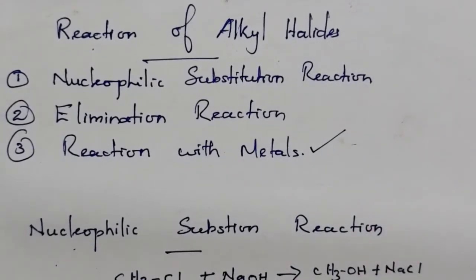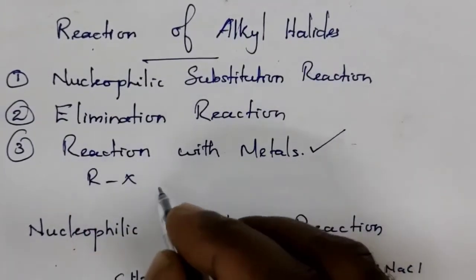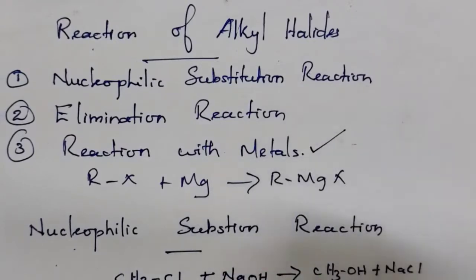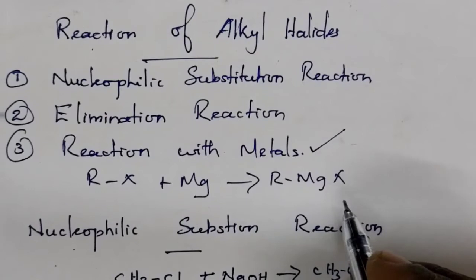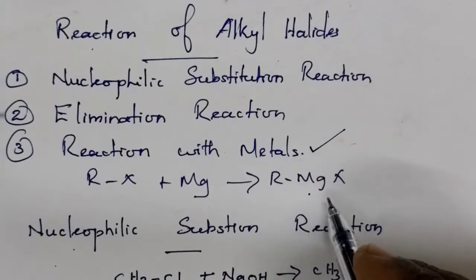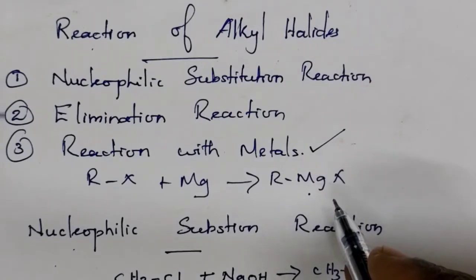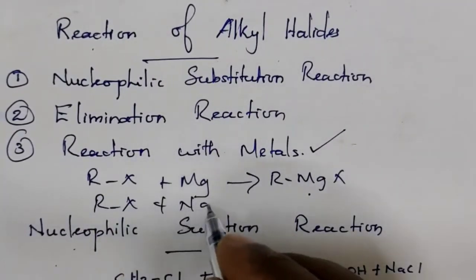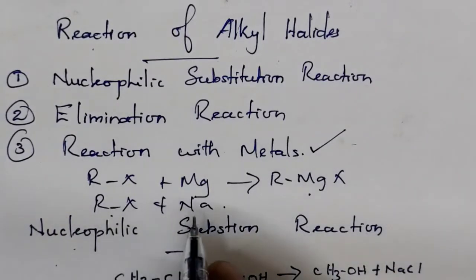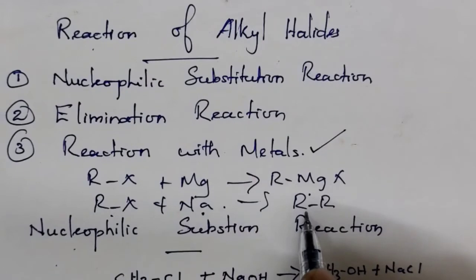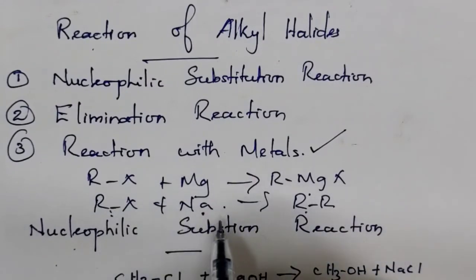We studied that alkyl halides react with magnesium and form RMgX. RMgX, alkyl magnesium halide, is called Grignard reagent. We also studied the reactions of alkyl halide with sodium metal. When alkyl halide reacts with sodium metal, we get R-R, that means a hydrocarbon with double the number of carbon atoms.